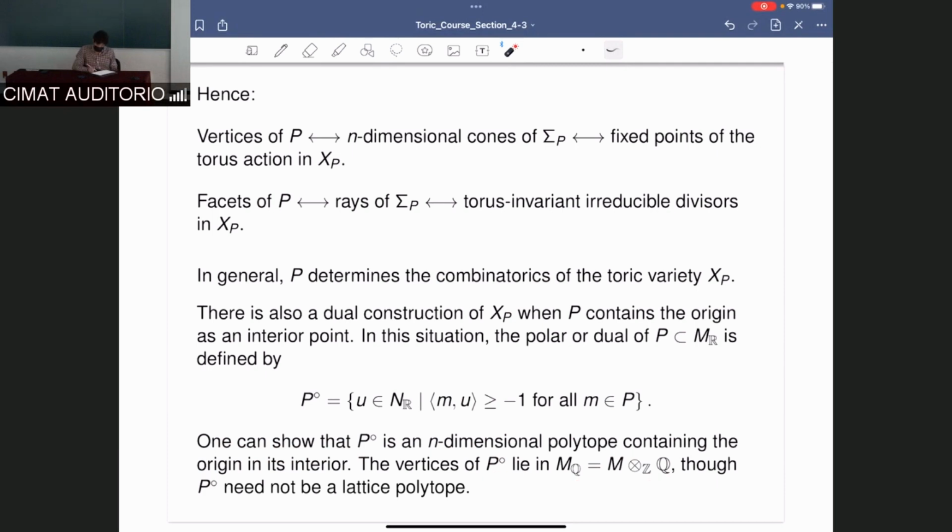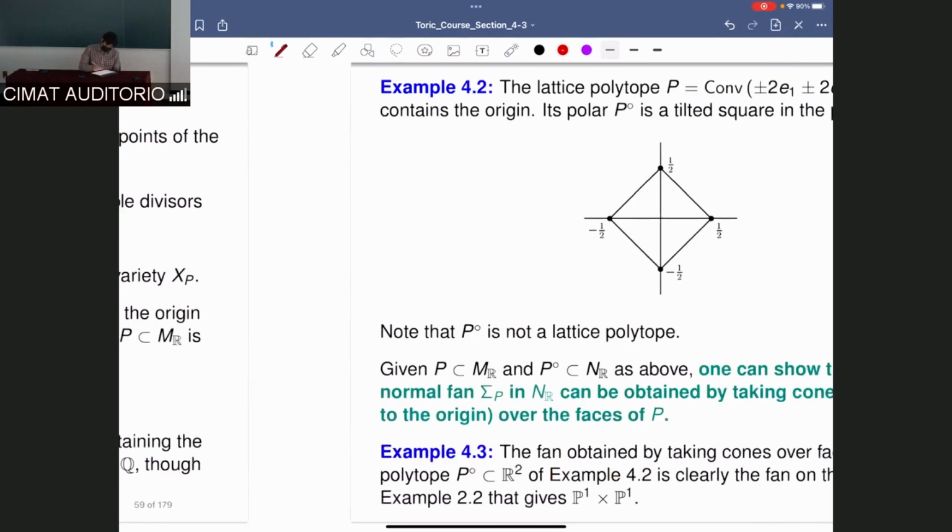Okay. And there is a typo over here. This should be an N. All right, now you know. Let me fix it over here. This should be an N. It doesn't need to be a lattice polytope, so let's see an example.